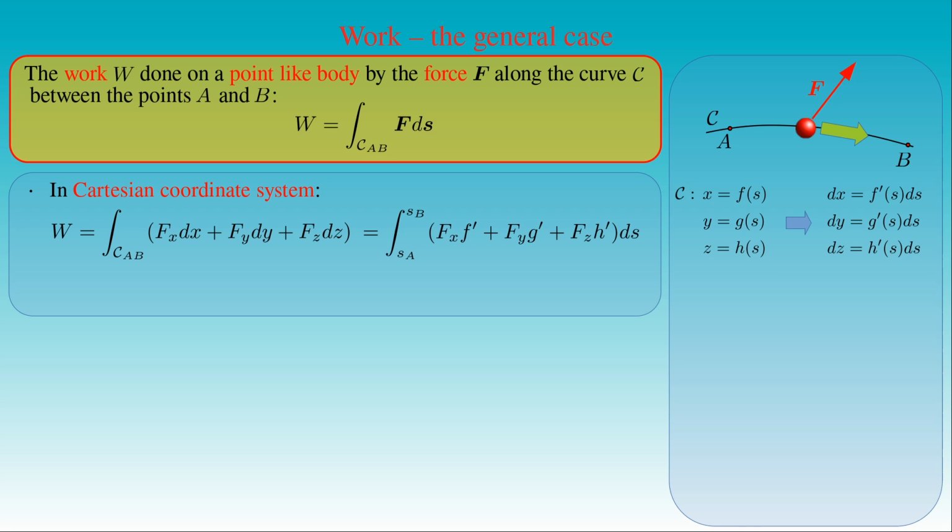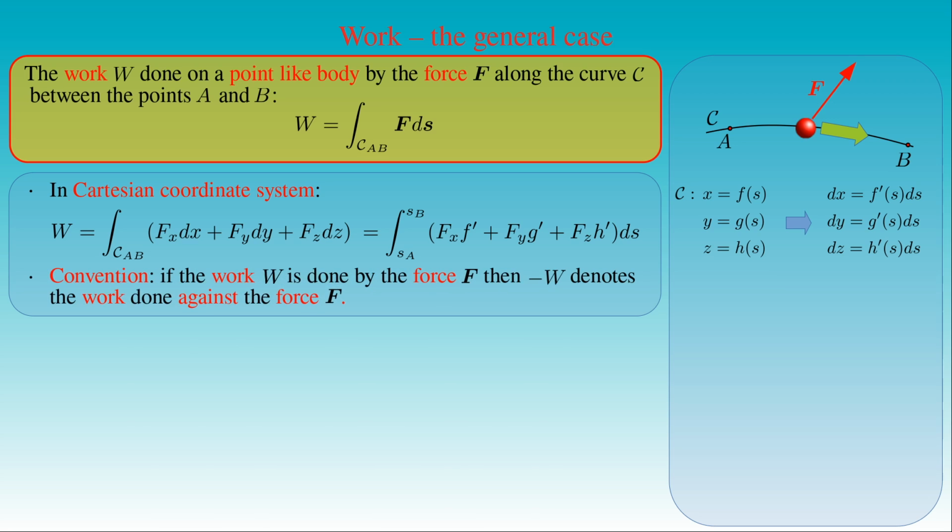We supplement the definition of the work W with the following convention. If the work W is done by the force F, then minus W denotes the work done against the force F. We use this expression when the work done by the force is negative, that is the work done against the force F, for example by a force minus F acting on the same body is positive.